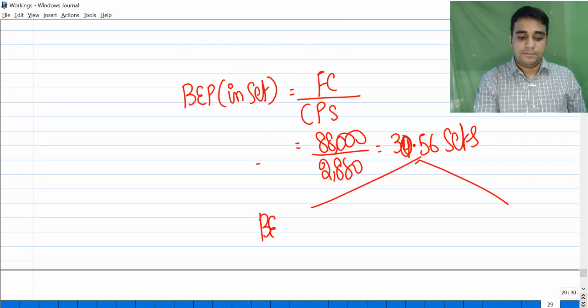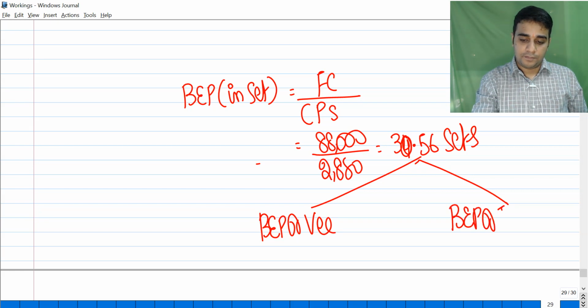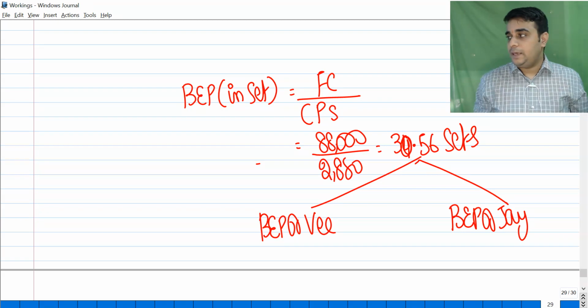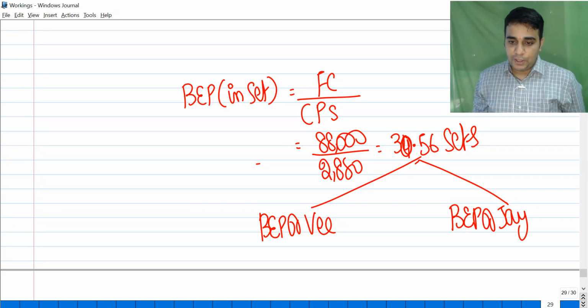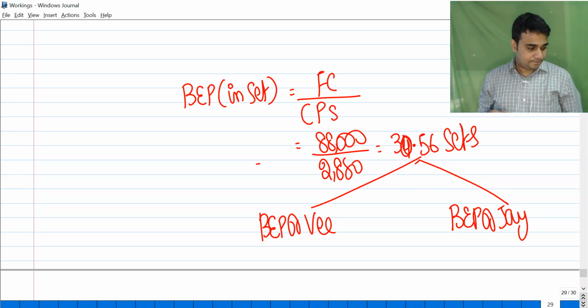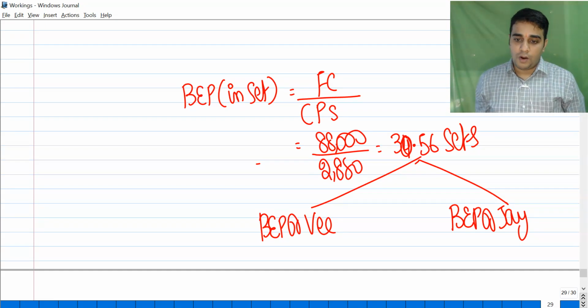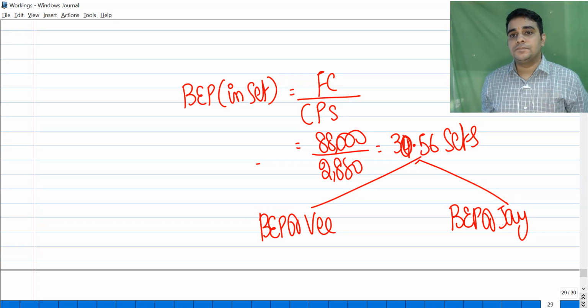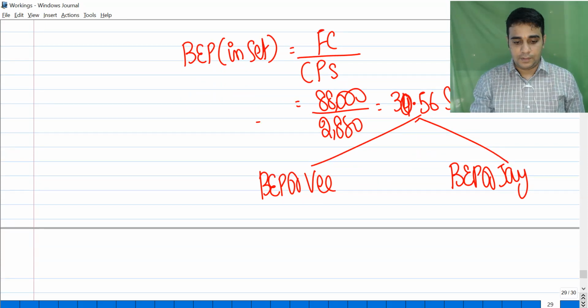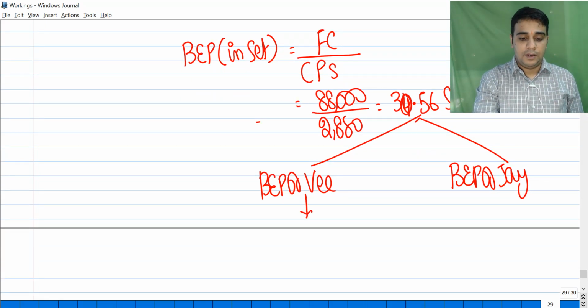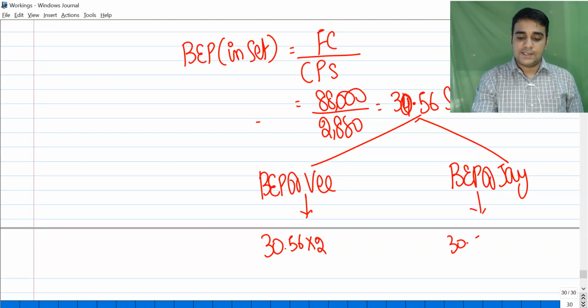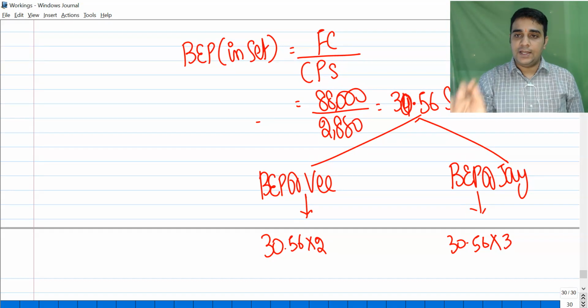BP of V, BP of J. 30.56 into 2, 30.56 into 3. I am not dividing in the ratio of 2:3.